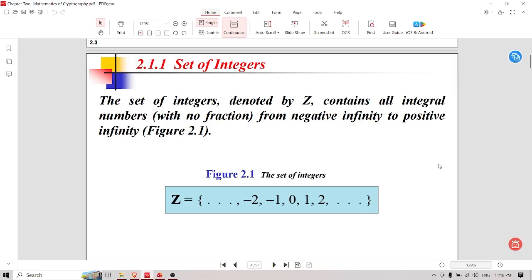By another meaning, when we say integer numbers, we mean the whole numbers, not any number with fractions. So it will start from 0 to plus infinity, then from 0 downwards, it will be to minus infinity.